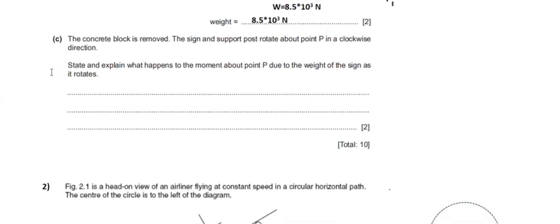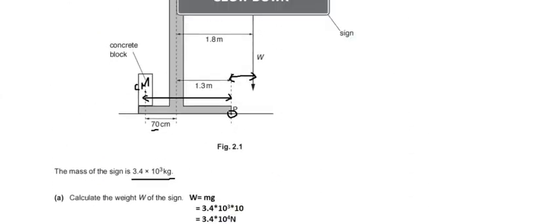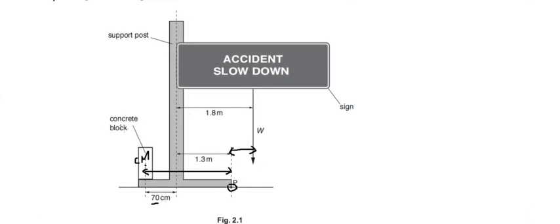Now part C of the question: the concrete block is removed, the sign and the support post rotate about the point P in the clockwise direction. State and explain what happens to the moment about point P due to the weight of the sign as it rotates. So let's see what happens to the moment about point P due to the weight of the sign. Here you can see in the figure, if you remove this concrete block, what will happen? This entire signboard along with this support post will fall in the right hand direction, or we can say in the clockwise direction.